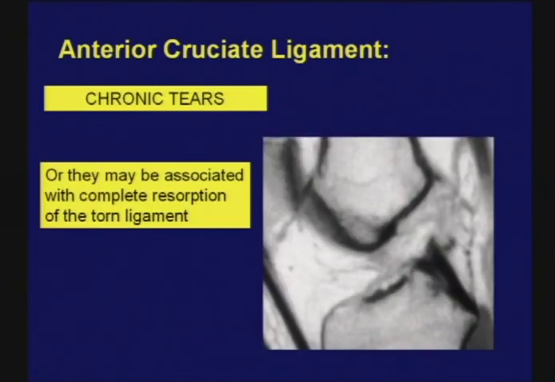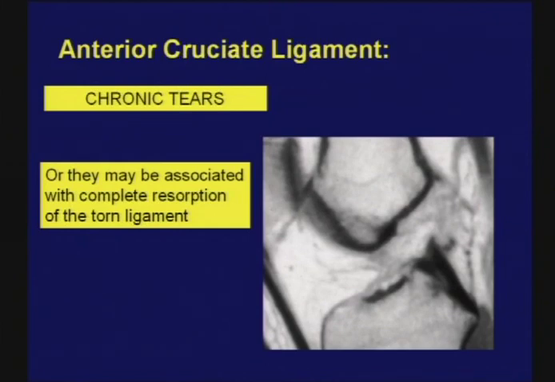In addition, there may be complete resorption of the torn ligament. Now, this is not uncommon. I have seen this now quite a bit, where you can see no ligament in cases of chronic complete tears. The natural feeling on these is, I know, to say developmental absence of the cruciate ligament.